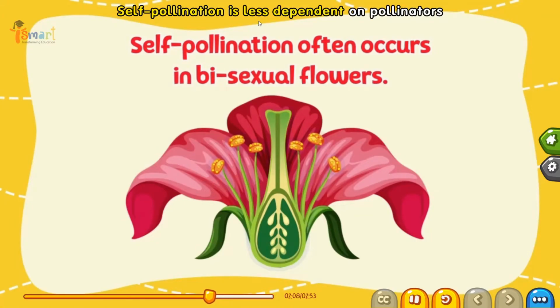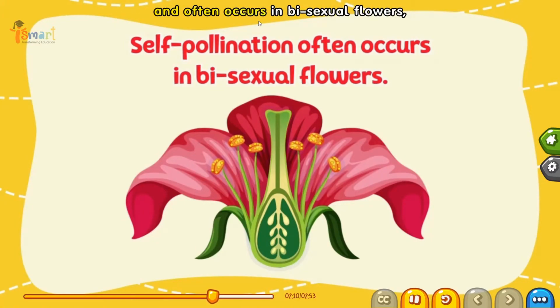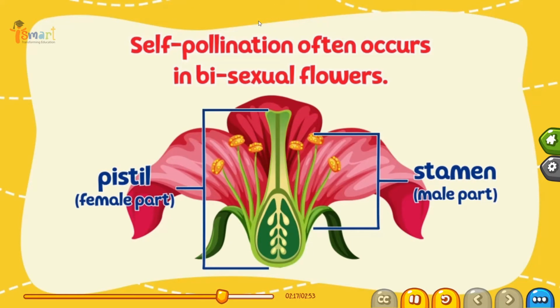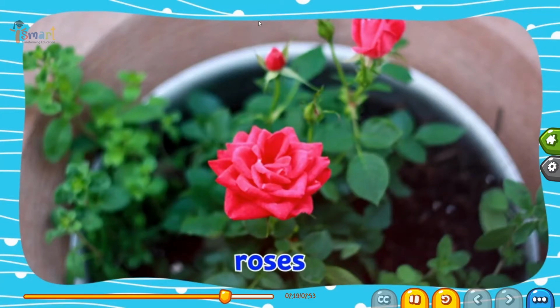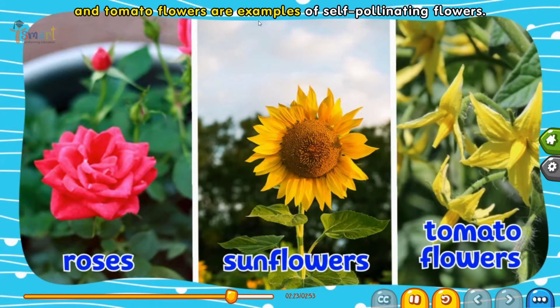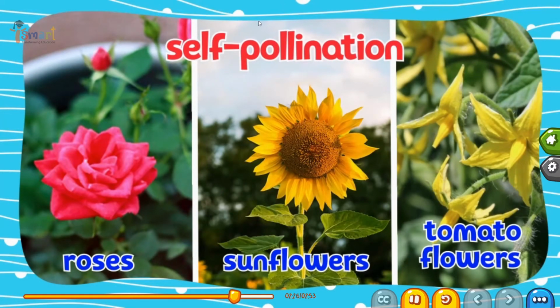Self-pollination is less dependent on pollinators and often occurs in bisexual flowers, which have both male and female reproductive parts. Roses, sunflowers, and tomato flowers are examples of self-pollinating flowers.